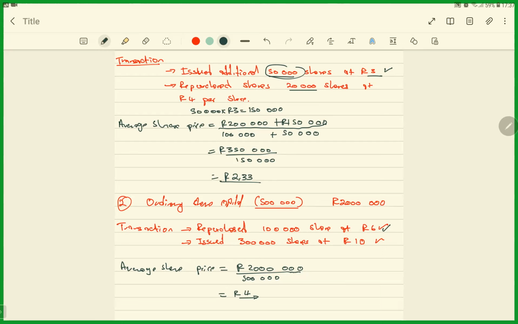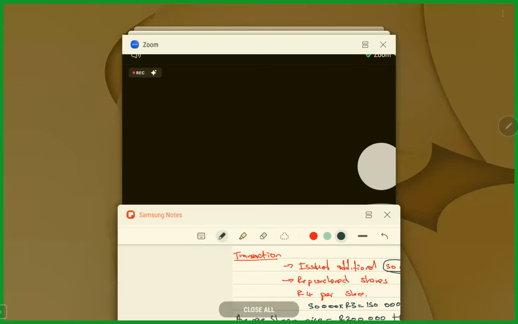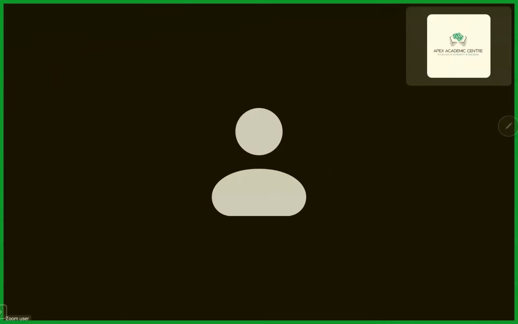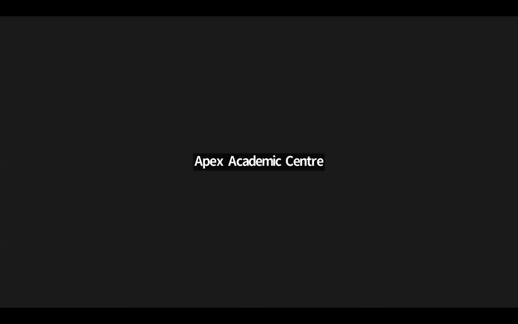Is there anything that you don't understand in terms of this one? No, sir. You know how to calculate the average share price? Yes, sir. Can you calculate it if I give you a transaction? Yes, sir. Okay, if that's the case, then let's go to an actual question paper, because here I wanted to show you some basics before we look at activities.